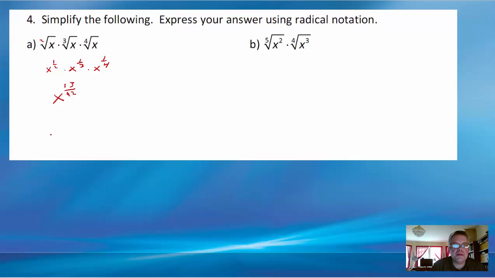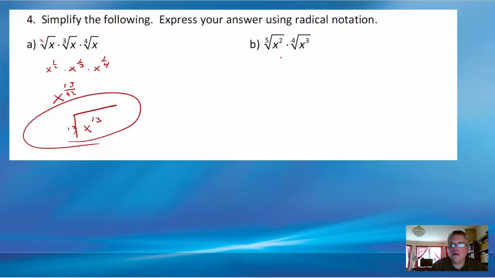Now we're supposed to write our answer in radical form because that's kind of like what we started with. So remember, 12 is the root, 13 is the power. So this is going to be x to the 13th and the 12th root of that. Okay, so that's the answer there.